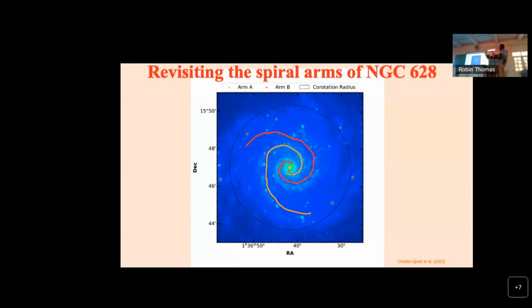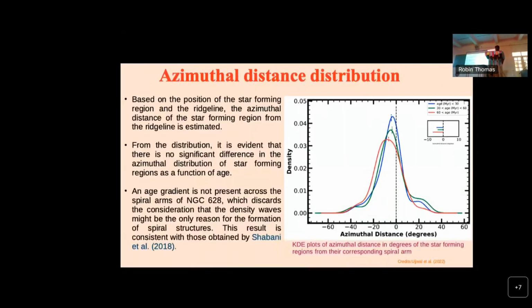The idea is that if I can define a ridge line and calculate the distance to the star clusters that we identified, and at that point I see an age gradient, that means the spiral density wave is the reason for the star formation. I think that's okay for you, whatever I said.